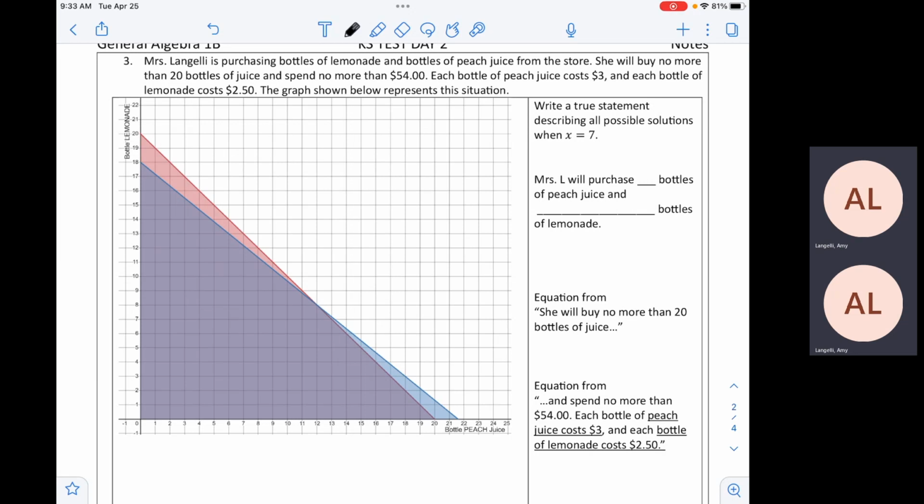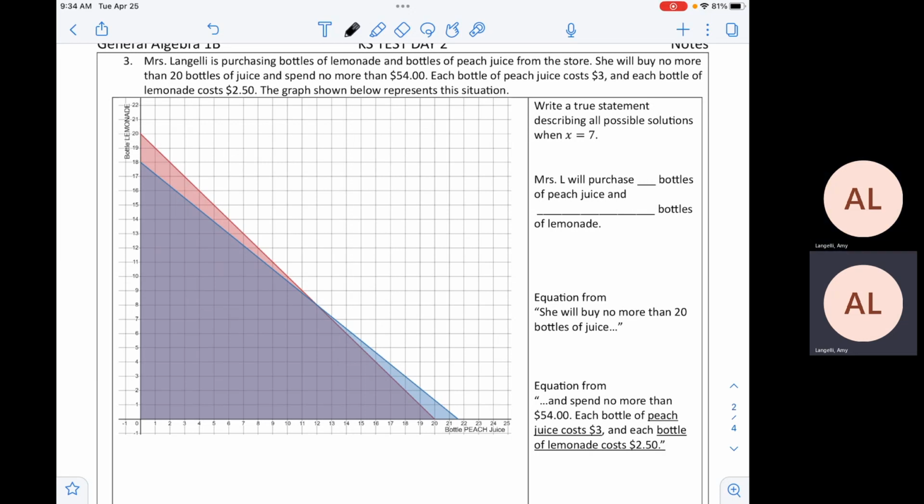She will buy no more than 20 bottles of juice altogether. And spend no more than $54. I definitely did not spend $54 on juice. Okay. However, you get 11 of those at Starbucks, you're at $54. Each bottle of peach juice is $3. That's pretty close to what I actually spent. And each bottle of lemonade was $2.50. That was actually pretty darn close to what I really spent. The graph below shows the situation.